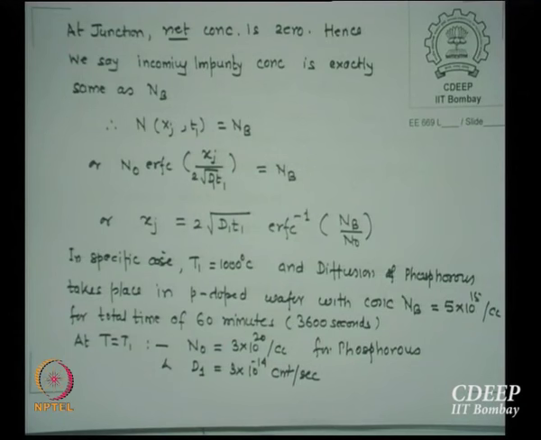I can calculate. Please note down, this is the problem I am solving. I want to know Xj for this case. I have a substrate concentration 5 into 10 to power 15 at 1000 degrees for 60 minutes. I introduce n-type phosphorus impurities and then try to see what is the junction depth up to which phosphorus has gone in, to form a junction. That is my ultimate aim. I chose these values randomly. In real life, I may give you some other values and you will have to solve for those.